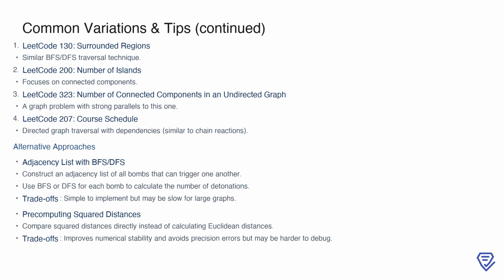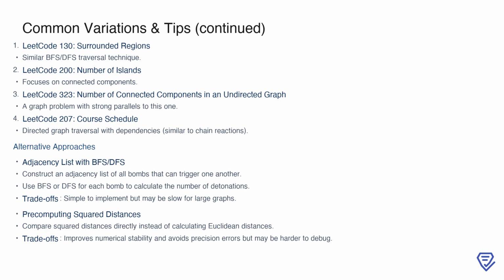Several related problems from LeetCode can help build the necessary skills to tackle this one. For example, LeetCode 130, Surrounded Regions, uses similar BFS or DFS traversal techniques. LeetCode 200, Number of Islands, focuses on identifying connected components, which is conceptually similar to tracking chain reactions here. LeetCode 323, Number of Connected Components in an Undirected Graph, also involves graph traversal, though in an undirected context. Lastly, LeetCode 207, Course Schedule, deals with directed graph traversal and dependencies, akin to the chain reactions in this problem.